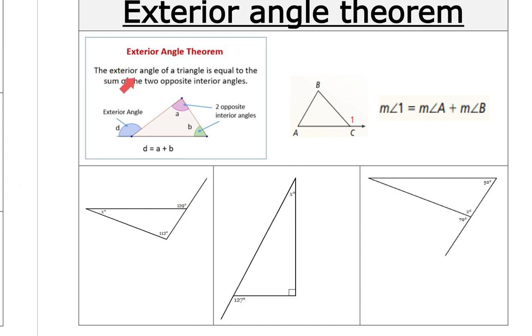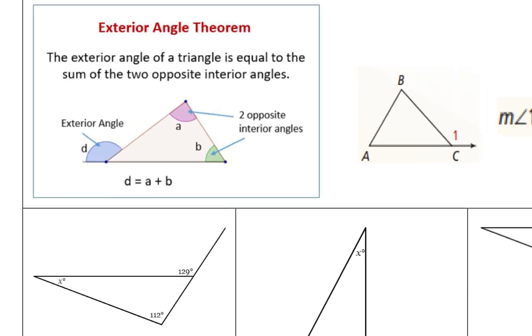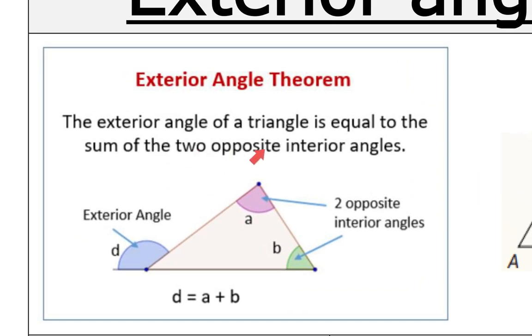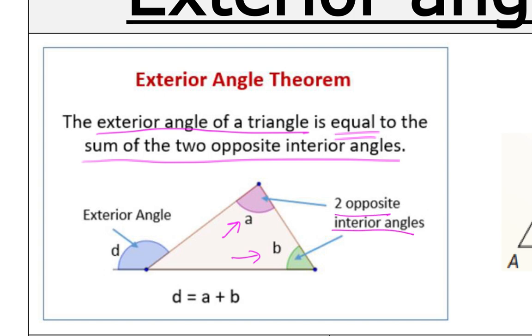So what this says is the exterior angle of a triangle is equal to the sum of the two opposite interior angles. Wow, that's tricky. The exterior angle of a triangle is equal to the sum of the two opposite interior angles. So if I know the measurement of this one and this one, I'm going to say those are the two opposite interior, right? Opposite meaning not with it. It's on the opposite side. So these two are equal to this exterior angle.